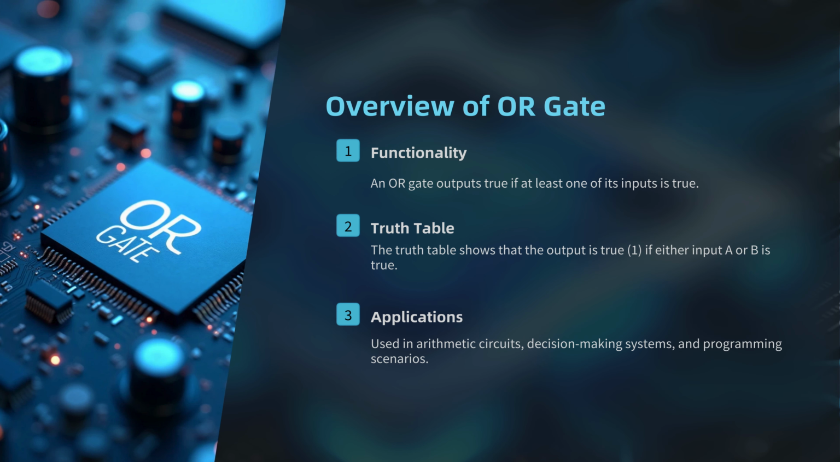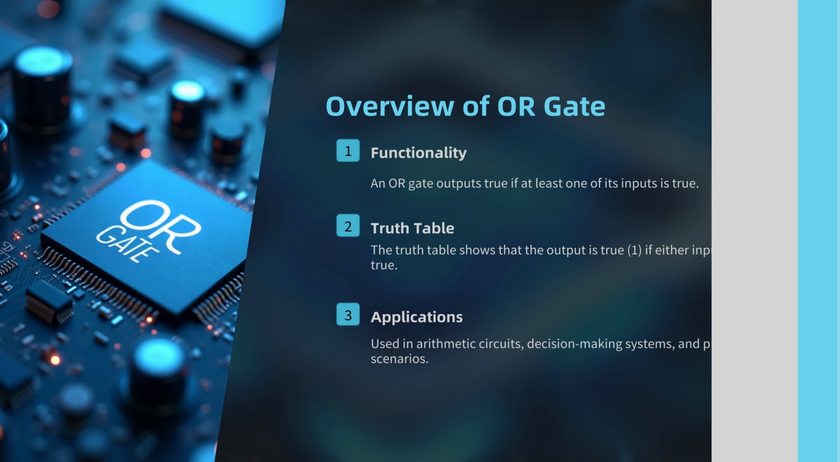Overview of OR gate. Functionality: An OR gate outputs true if at least one of its inputs is true. Truth table: The truth table shows that the output is true, 1, if either input A or B is true. Applications: Used in arithmetic circuits, decision-making systems, and programming scenarios.